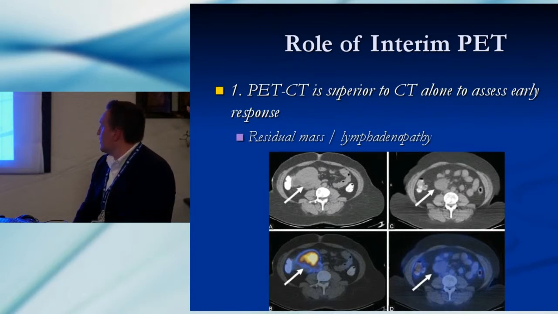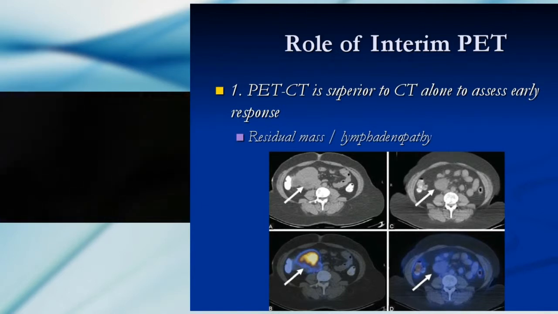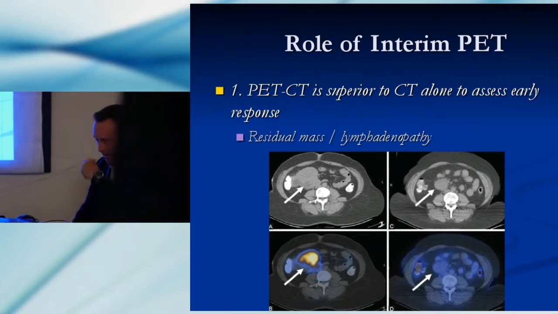If we look at the role of interim PET, PET-CT is superior to CT alone to assess early response, and this is well established, and that's because of the presence of the residual mass or lymphadenopathy. It's quite common to see that on an interim scan in very early imaging.